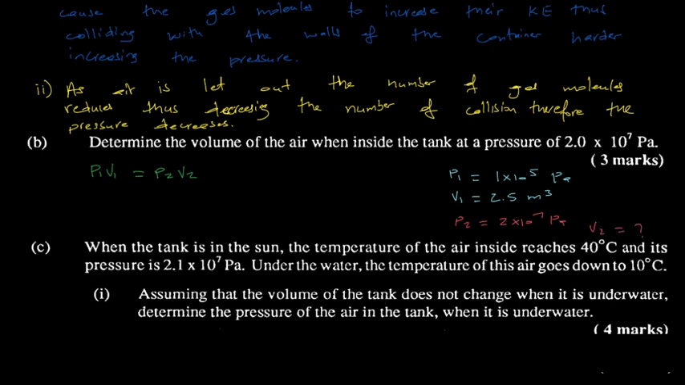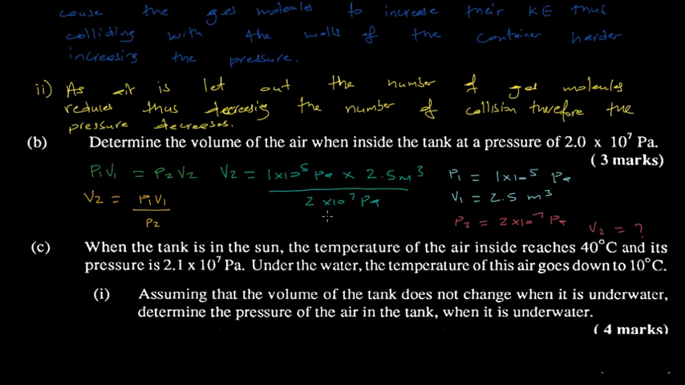So now, since we're trying to find V2, we can make V2 the subject. When we do that, we get V2 is equal to P1 V1 divided by P2. We just divide both sides by P2 and we get our expression right here. So V2 is going to equal P1, which is 1 times 10 to the 5 pascals, multiplied by V1, which is 2.5 cubic meters, divided by P2, which is 2 times 10 to the 7 pascals.